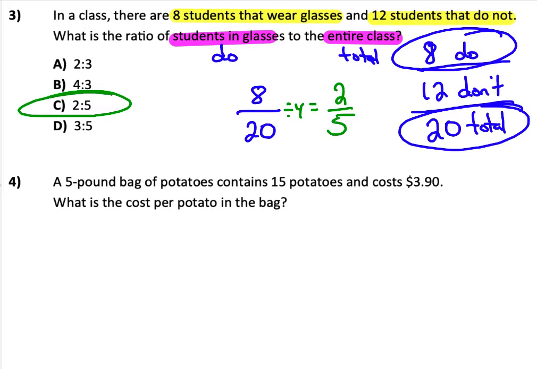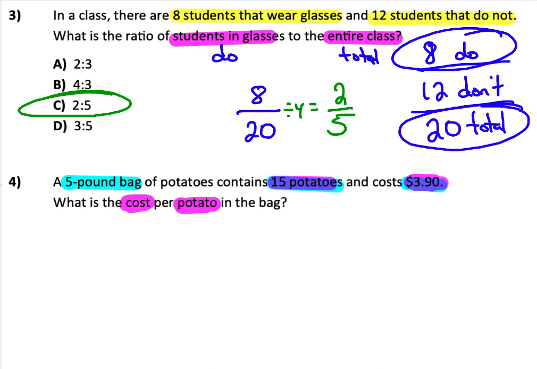All right, next one. It says a 5-pound bag of potatoes contains 15 potatoes and costs $3.90. So I got 3 pieces of information. But look at what it asks. What is the cost? So that's money per potato.